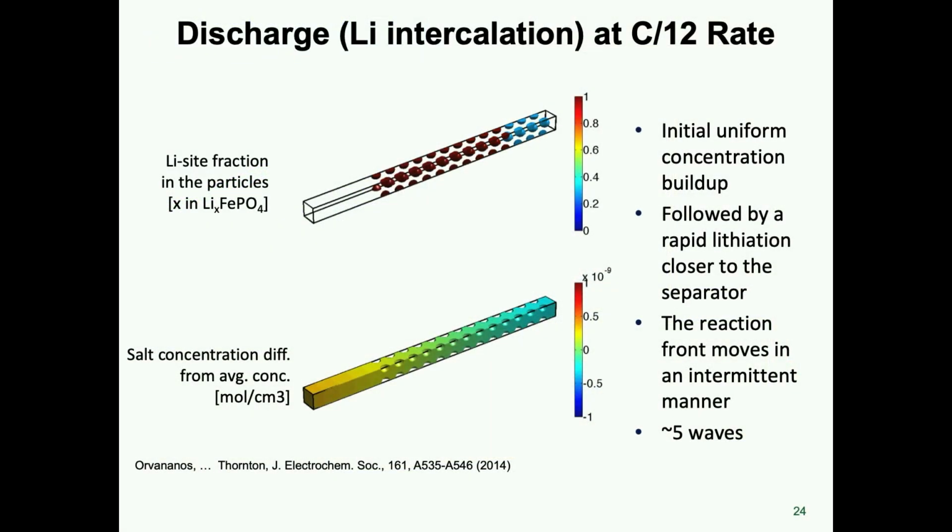Initially you get an overall increase in the concentration, and all of a sudden, once closer to the electrolyte, the separator has a bit of an advantage, a small advantage, and then they transform. And in the process, it actually extracts lithium from other particles that are slightly lithiated ahead, and then changes the salt concentration, the lithium plus concentration in the electrolyte.